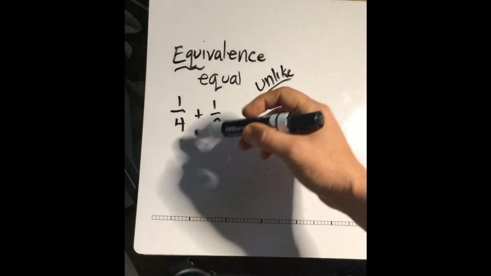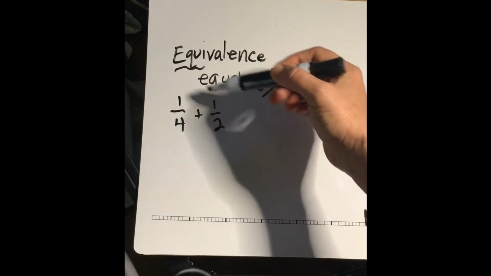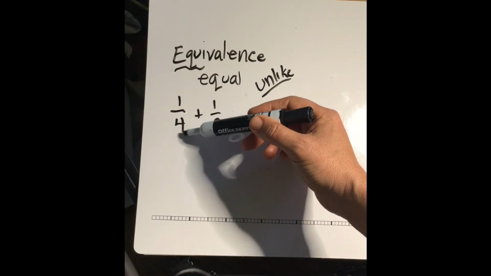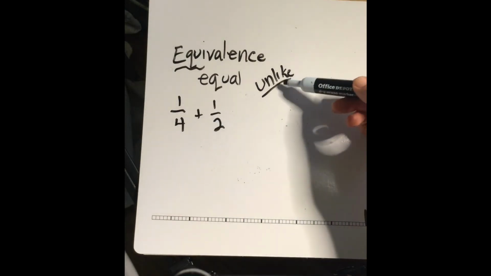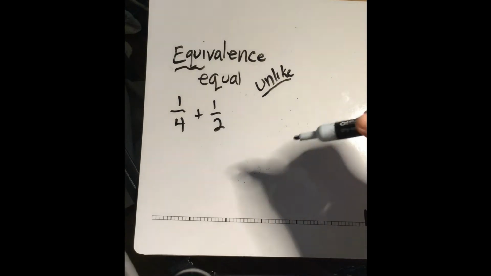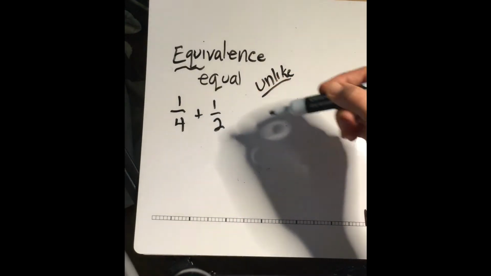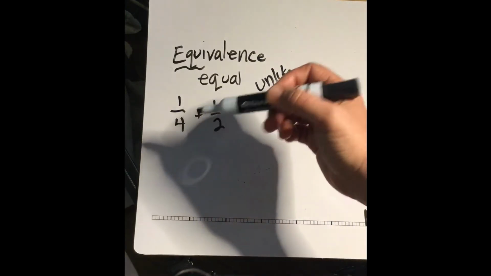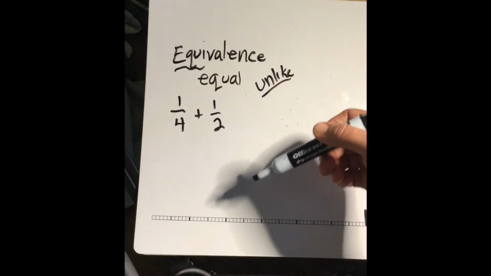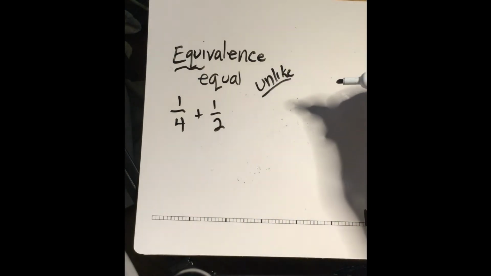So what we want to do is get these unlike fractions. The numerators are the top numbers and the denominators are the bottom numbers, and unlike fractions mean they have different denominators. Okay, so let's get them to be the same. When you look at the denominator, you need to think, is there a way to change one or both of them so that they become the same? And does anything come to mind?